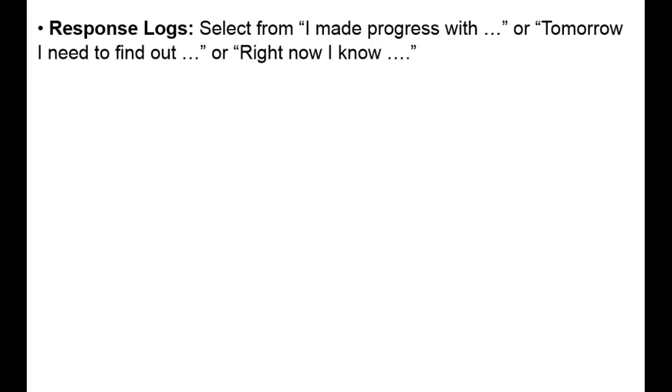So let's look at this. I want you to think in your notebook and finish one of these sentences. I made progress with something today. Did you learn something about exponents or exponential functions? Or tomorrow I need to figure something out. Or right now I know this. Take a minute to just figure this out and just reflect on what you did today before you start looking through the homework problems.